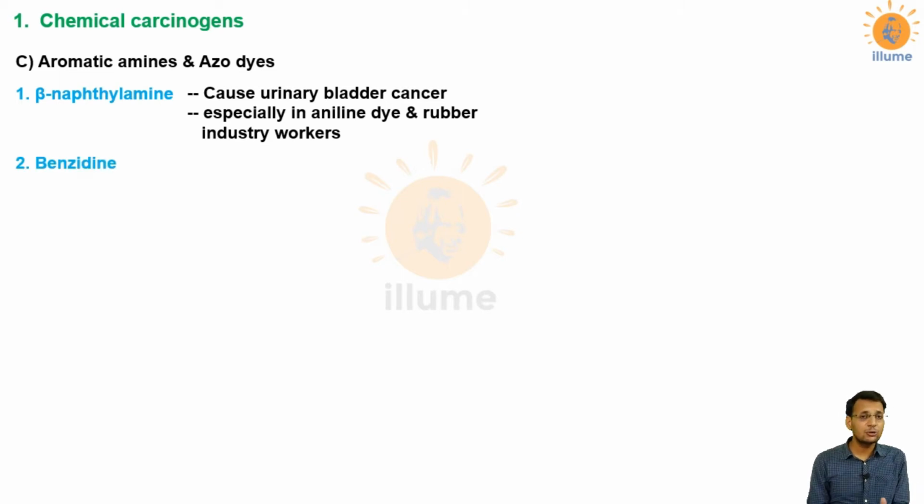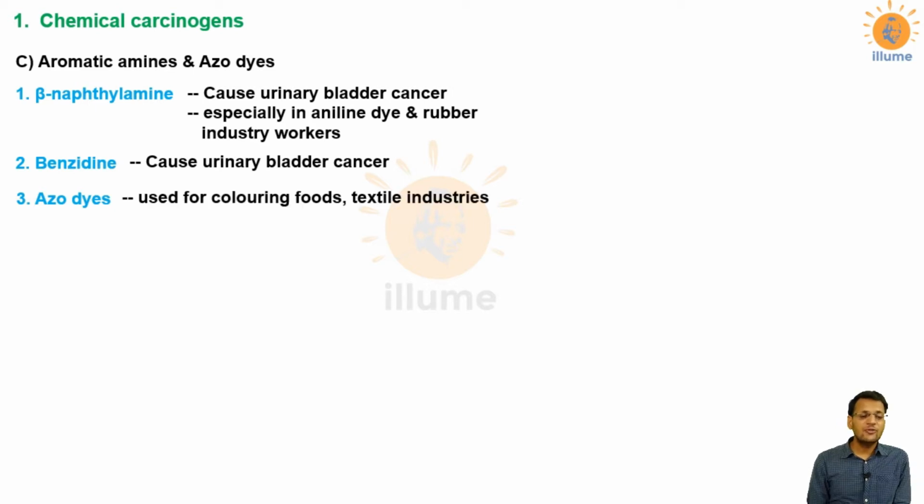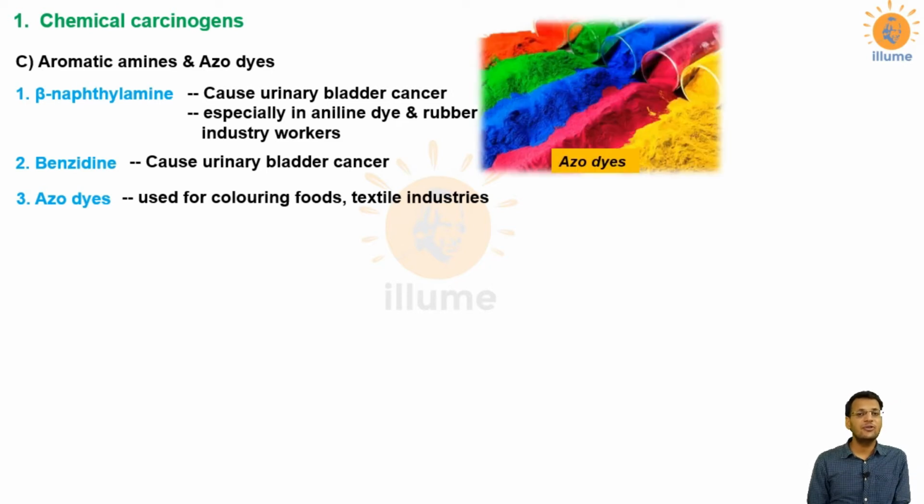It was a question that was asked in some exam, which type of cancer is associated with workers working in the dye industries, and the answer was urinary bladder cancer. The next important chemical is benzene, which is also associated with urinary bladder cancer, and the next one is azo dyes. So where are azo dyes used? These are used for food coloring and in textile industries for coloring of different textiles. As you can see in the pictures, there are multiple colors in which azo dyes are available, and these azo dyes are responsible for hepatocellular carcinoma, that is cancer of the liver.